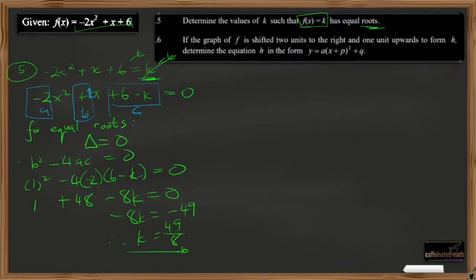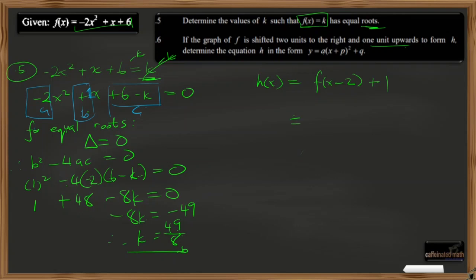Right, if the graph is shifted 2 units to the right and 1 unit upwards to form h, determine the equation h in the form y is equal to a x plus p all squared plus q. So let's have a look what effect that's going to have. So remember, h of x is what they want. And what is h of x? Well, h of x is f of x. But it's shifted 2 units to the right. So let's make allowance for that. So that's going to be minus 2. And then it's 1 unit upwards, which means it goes up by 1.